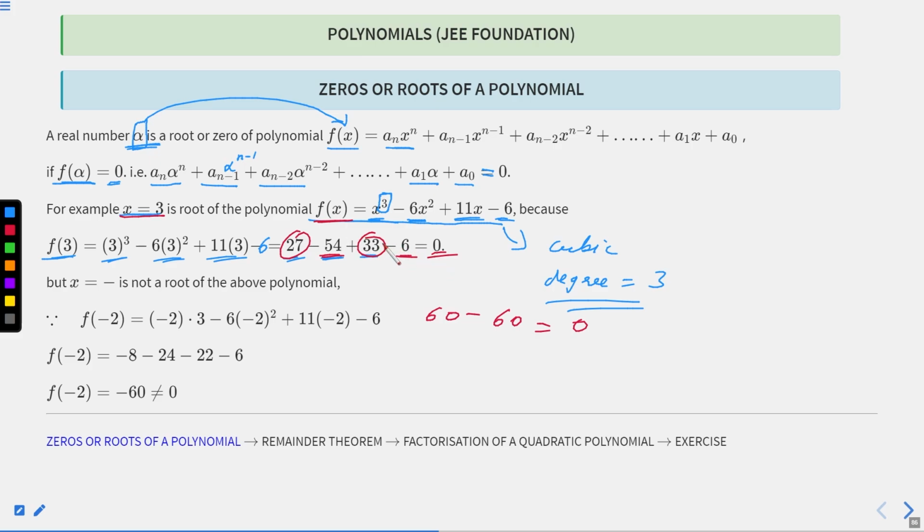So this means x equals 3, or 3, is a zero of the polynomial x cube minus 6x square plus 11x minus 6. I hope this is clear.